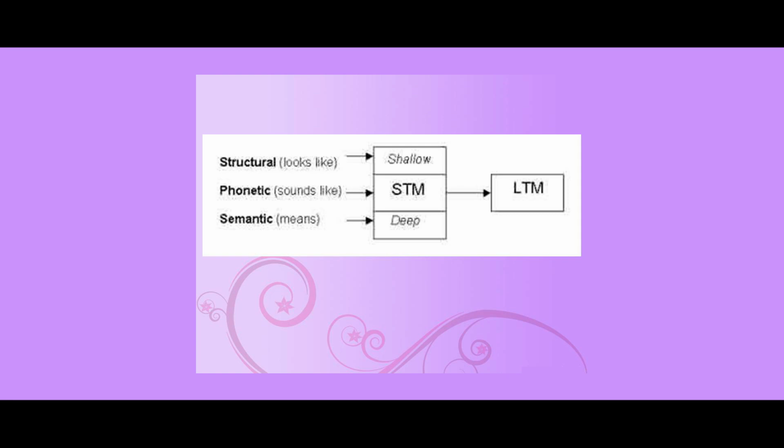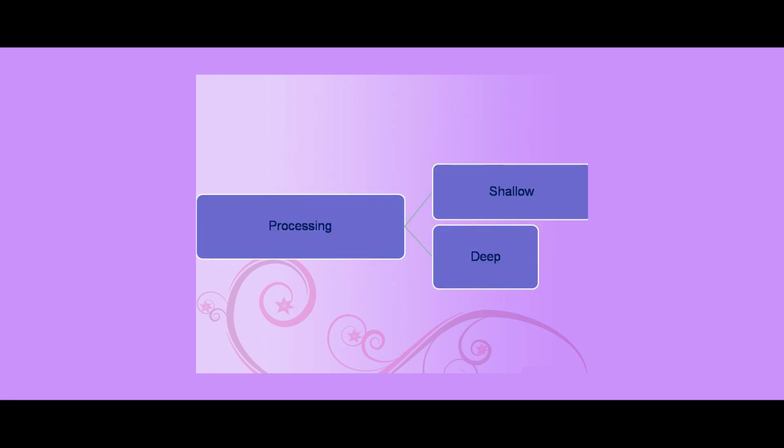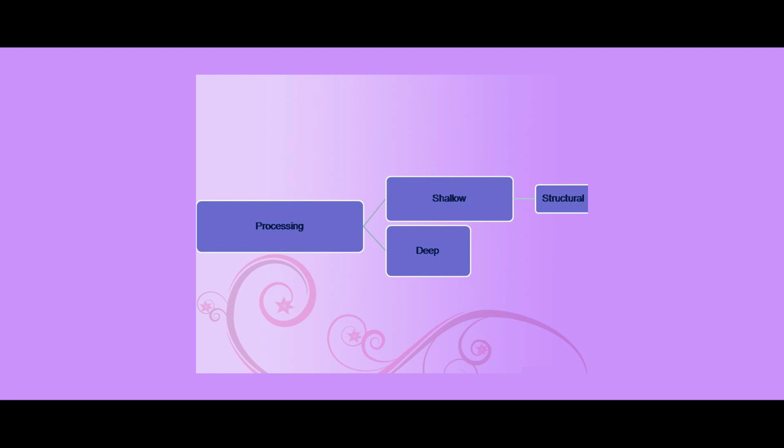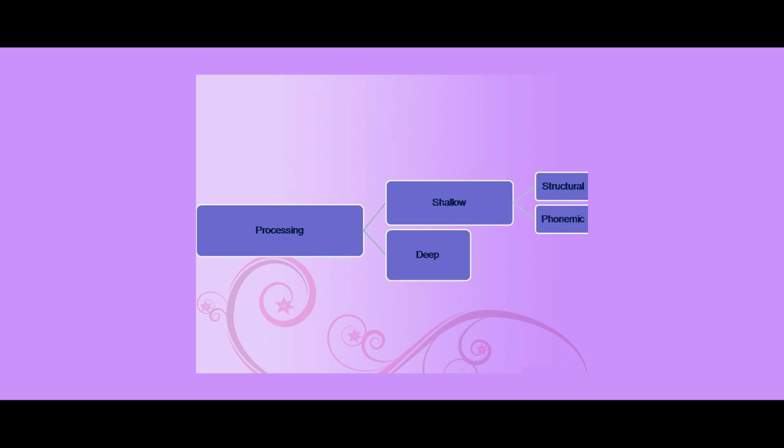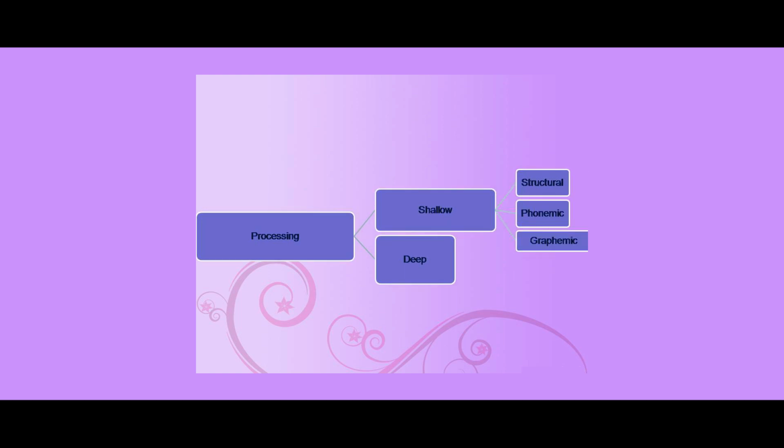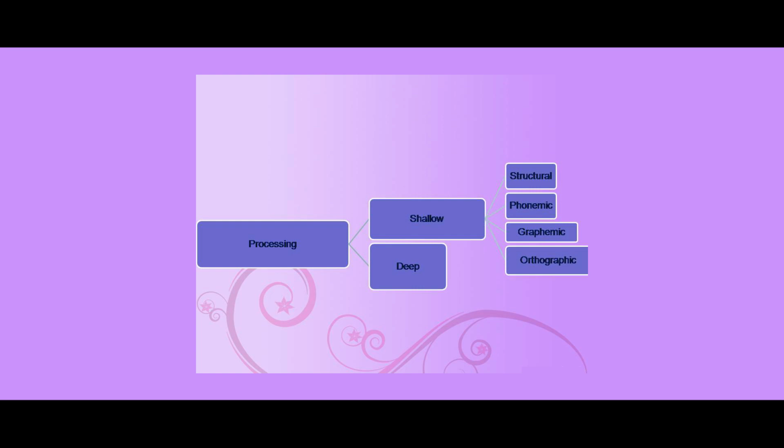This model explains two types of processing: shallow processing and deep processing. Shallow processing occurs in four ways. First one, structural, processes how an object or sound looks. Second one is phonemic, processes how something sounds. Third one is graphemic, processes letters contained in a word. Fourth one is orthographic, processes the shape of something.